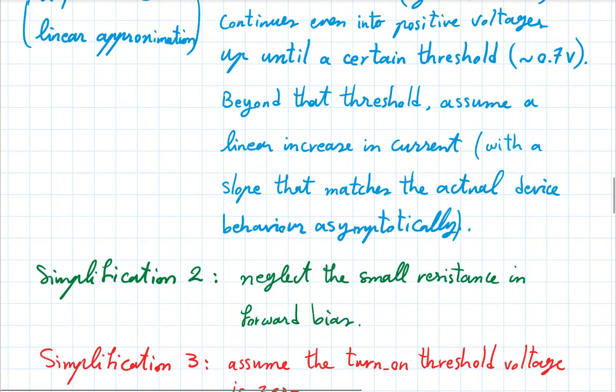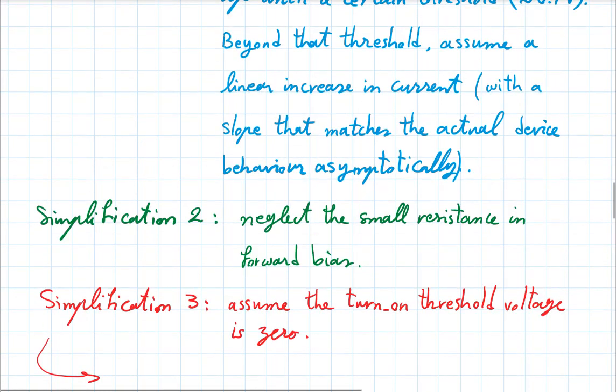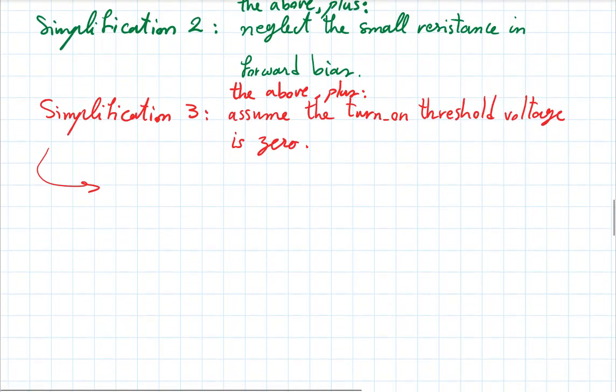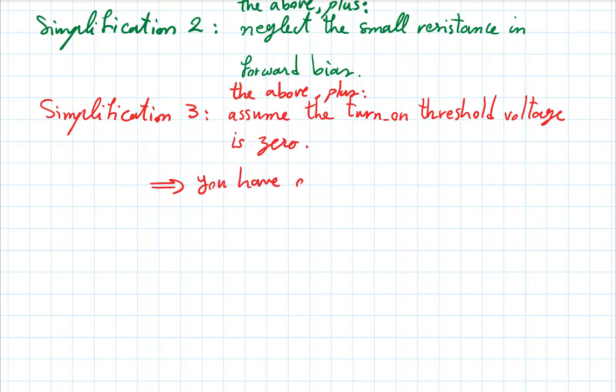And these progressively add up, right? So simplification 2 was the above plus. And simplification 3 is, again, the above plus. So by now, you have an ideal diode.